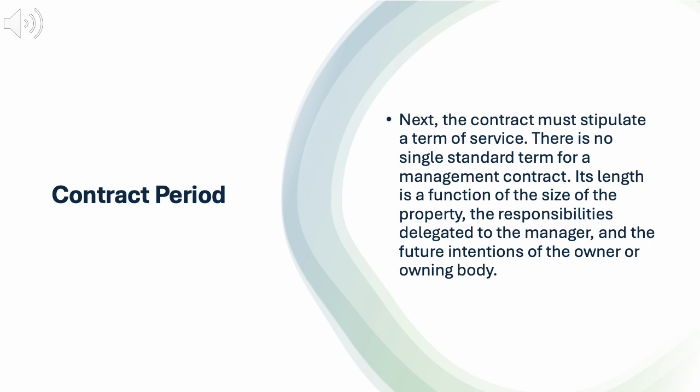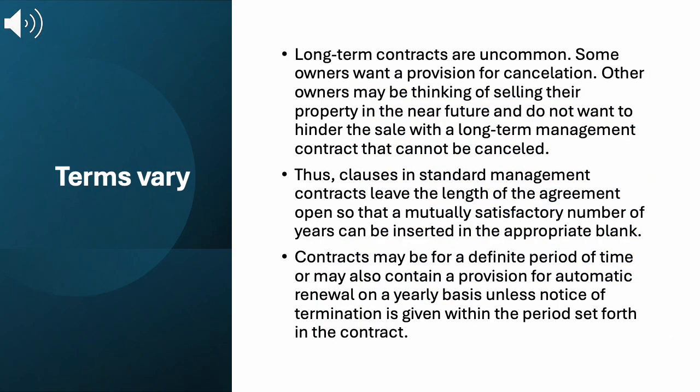Next, the contract must stipulate a term of service. There is no single standard term for a management contract. Its length is a function of the size of the property, the responsibilities delegated to the manager, and the future intentions of the owner or owning body. Terms vary. Long-term contracts are uncommon.